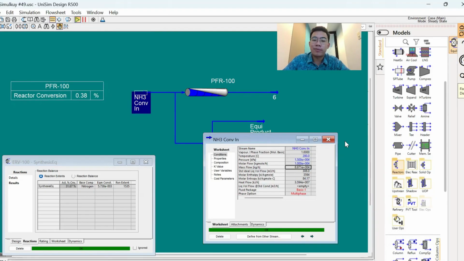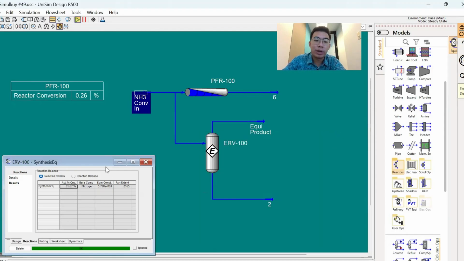Because if the feed rate is too high, it means that you need a big volume of reactor. For example, if I increase this further to E4, you could see that the conversion will be lower. You could see also that the equilibrium reactor conversion does not change, because it is not really affected by the flow rate of the feed.